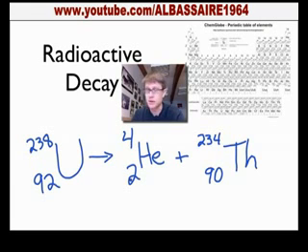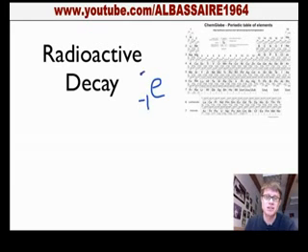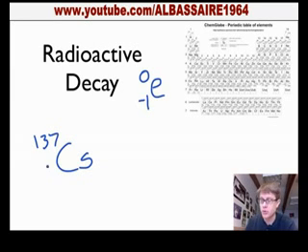Okay, let's try another one of those. Let's say this time we're dealing with beta decay, so let's say we lose an electron. Remember, an electron has a -1 charge, and it doesn't have a mass number. Something that undergoes beta minus decay would be cesium-137. So cesium-137 has a mass number of 137 and an atomic number of 55. What happens when it undergoes beta minus decay?